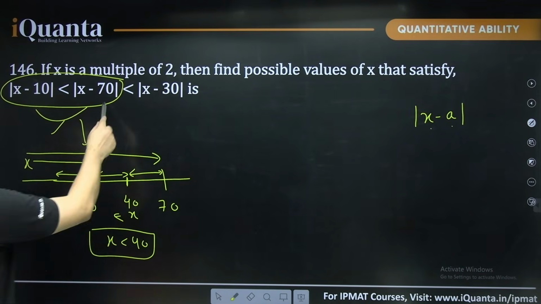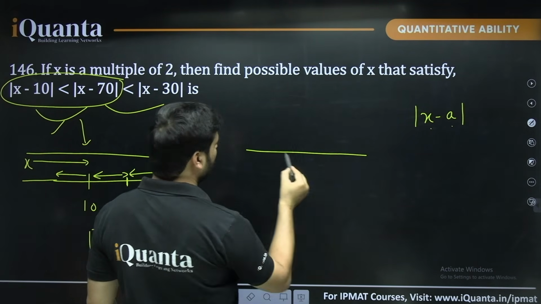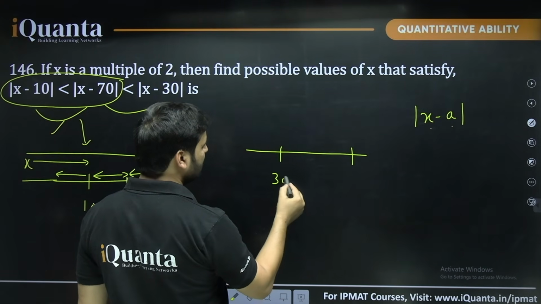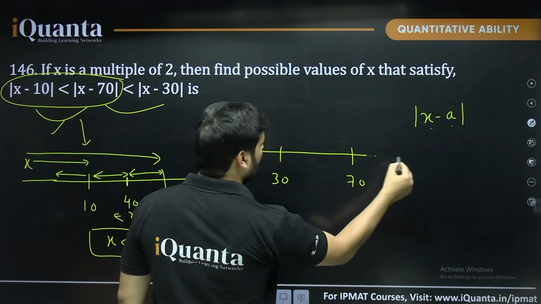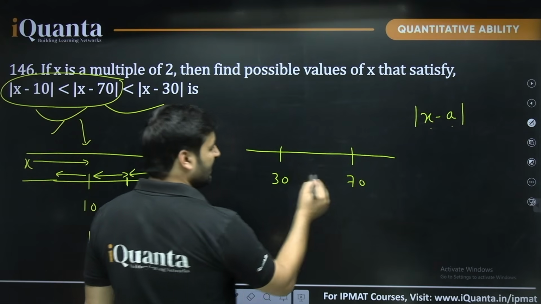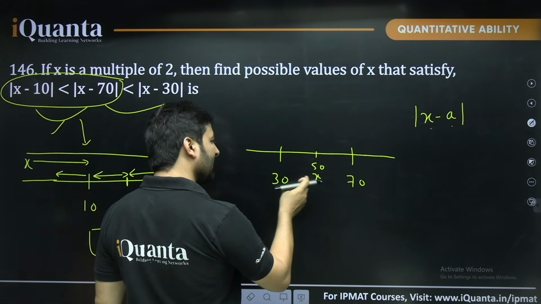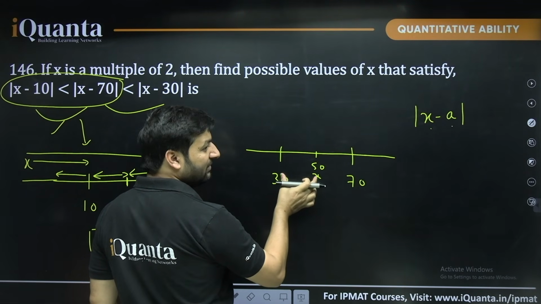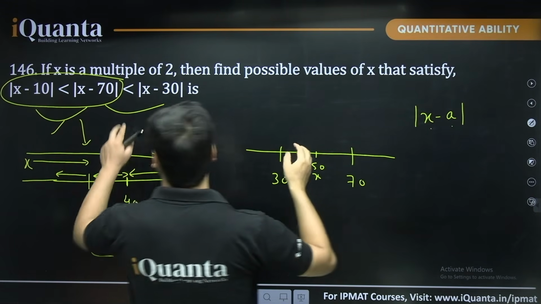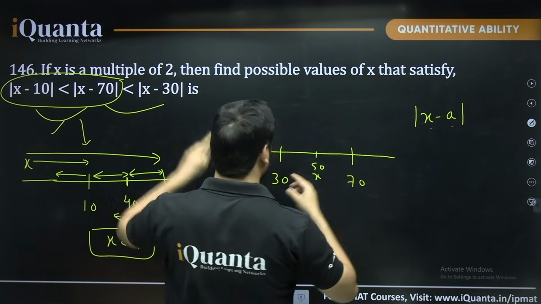What about these two? I have to include this as well. Here I have two critical points, those are 30 and 70, isn't it? So 30 is this, 70 is this. I want my x to be closer to 70 than to 30. Exactly between 30 and 70 we have 50. If this is my x, then my x is equally far from 30 as well as 70, but I want my x to be closer to 70, because the distance of x from 70 is less than the distance of x from 30.